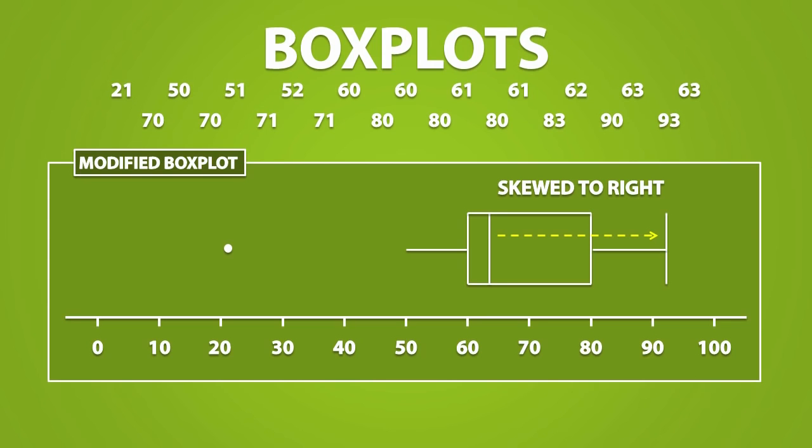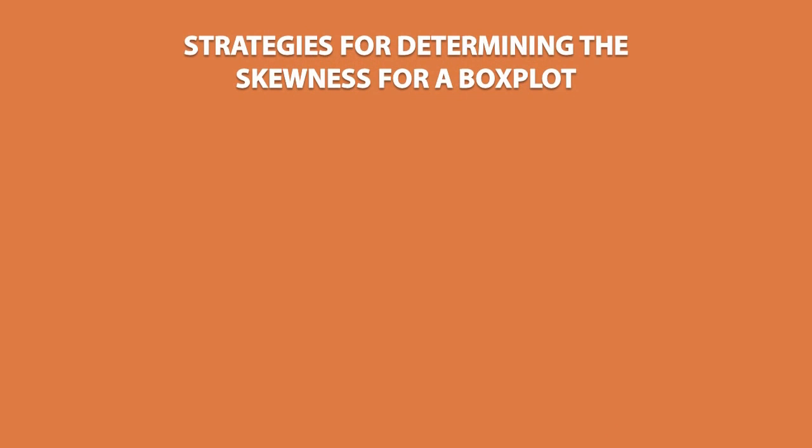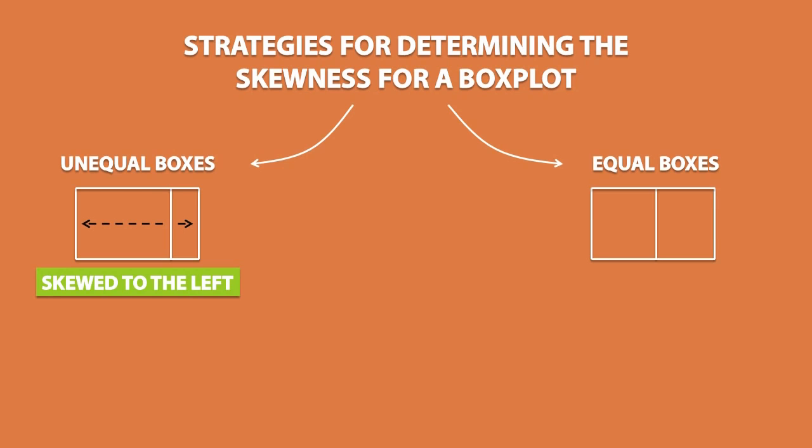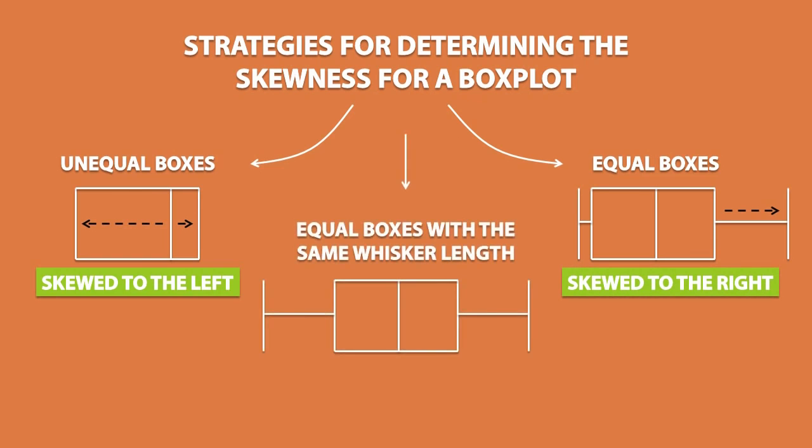And so when we are trying to determine the direction of skew for box plots, we can implement a strategy. If we have unequal boxes, the side of the box that is larger determines the skew. In this case, the left side of the box is larger than the right side, so therefore this is skewed to the left. If the boxes are equal in size, then you would have to look at the whiskers to determine the skew. The longer whisker will determine the skew, so this would be skewed to the right. If the boxes are equal in size with the same whisker length, then the distribution is said to be symmetrical.